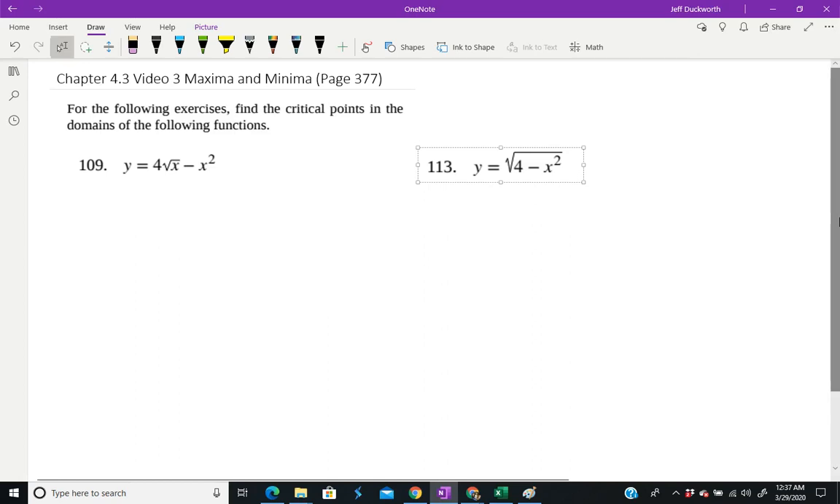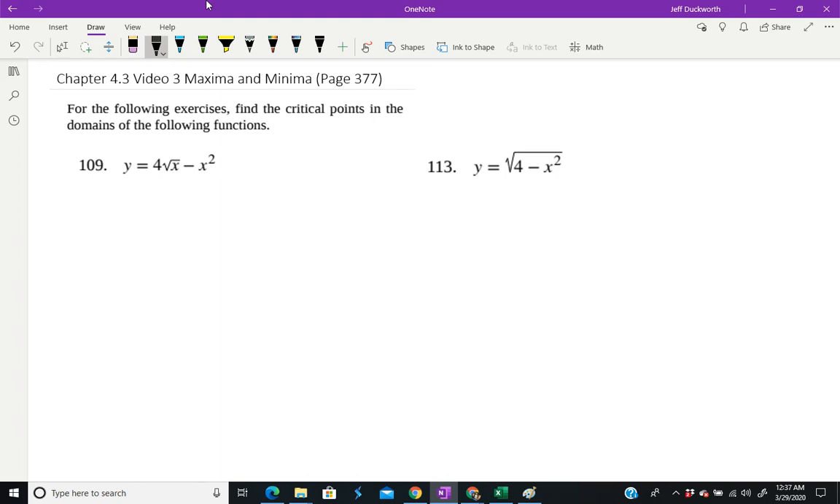All right, in this video, I'm going to do a couple more problems from that same section I did in video 2. So the two problems I've chosen are number 109 and number 113. So recall that in order for you to have a maximum or minimum, you are going to have the derivative of this equaling 0, looking for max or min, potentially undefined. All right, so let's take a look.